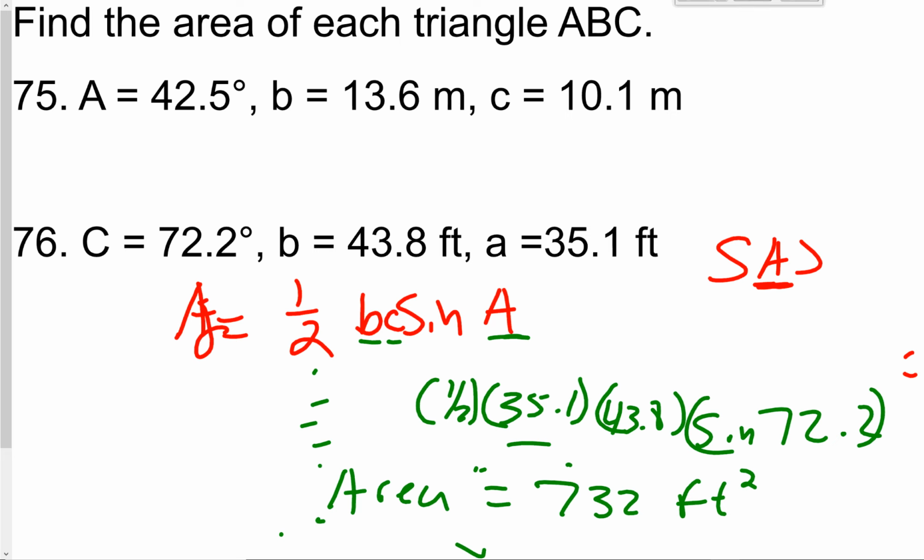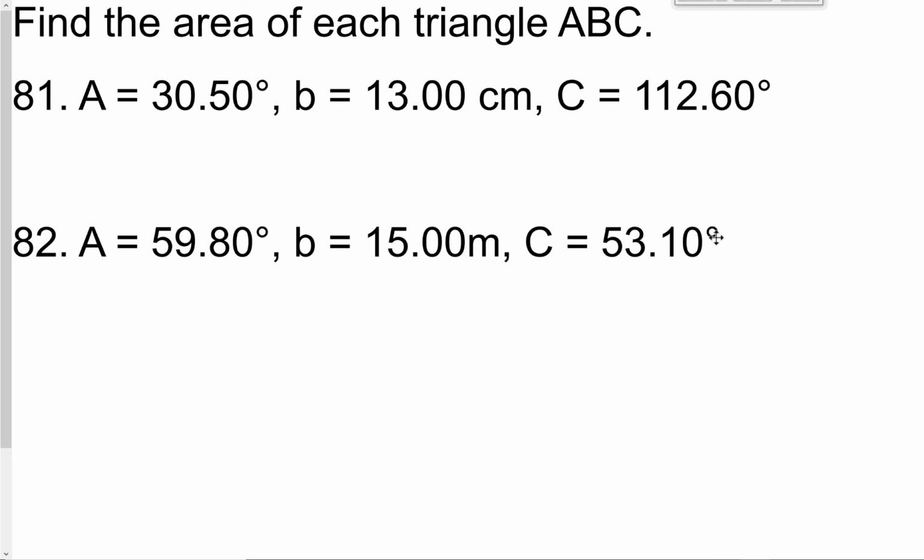Okay, same thing for 81, finding the area. And this one's a little bit different because we're actually given two angles. Like I said, this one we have two angles, so we have angle, side, angle. So this one's a little bit different, two angles and the side in between those.